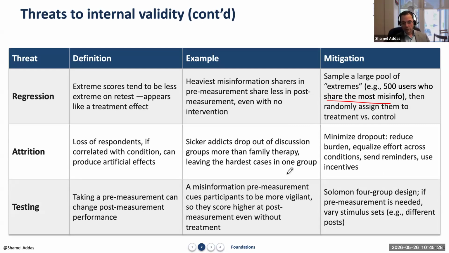Okay. So for instance, in a misinformation study, if there are two measures, the first measure may make people become more vigilant, so they pay more attention, and that can pollute the second measure.